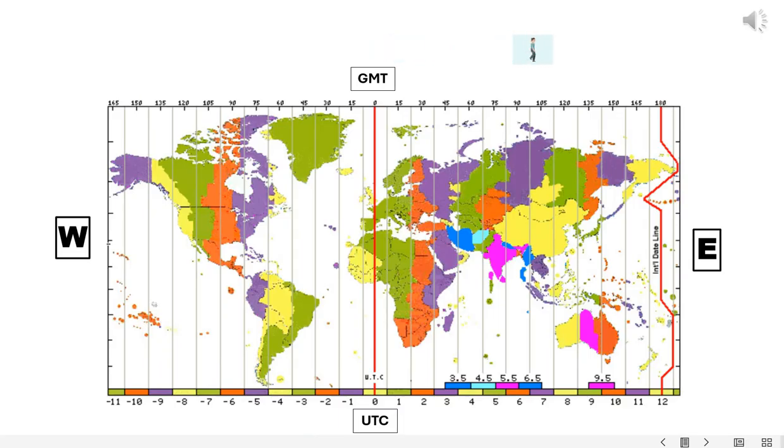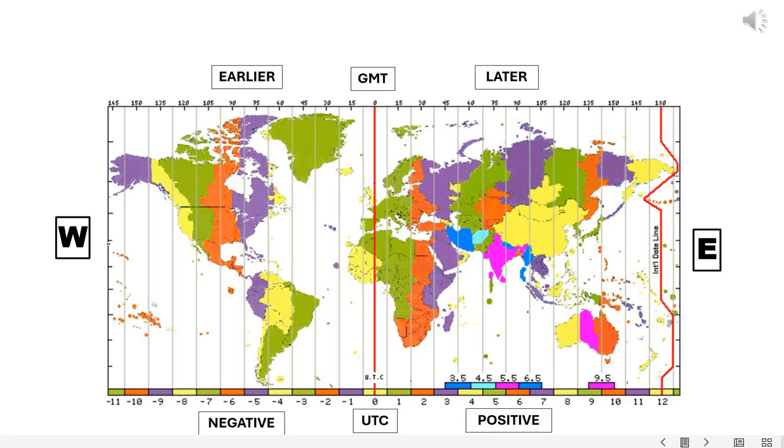As you travel east, local time becomes later because the Earth rotates from west to east. Places to the east see the sun earlier than Greenwich. As you travel west, local time becomes earlier because those places have not yet rotated to face the sun. Remember this simple rule: east is positive and ahead of UTC, while west is negative and behind UTC. This principle is fundamental to understanding zone description and converting between local mean time and UTC.